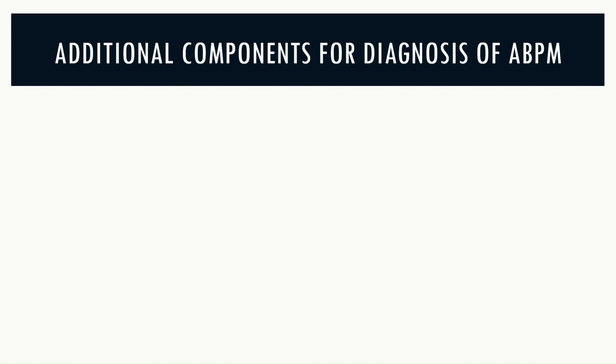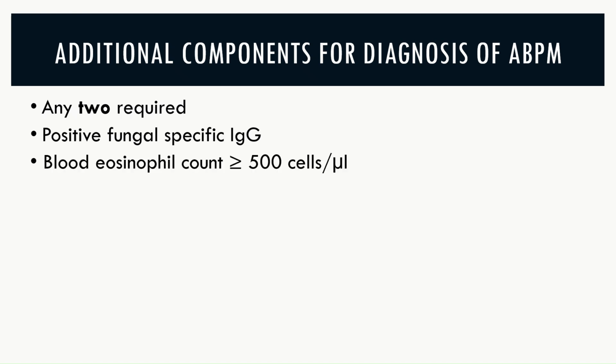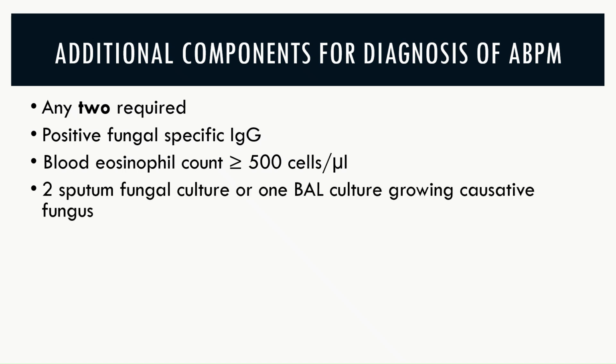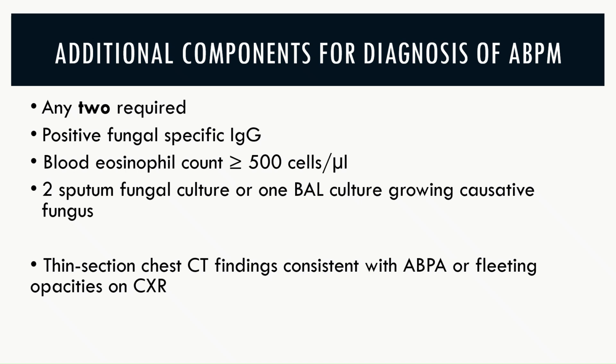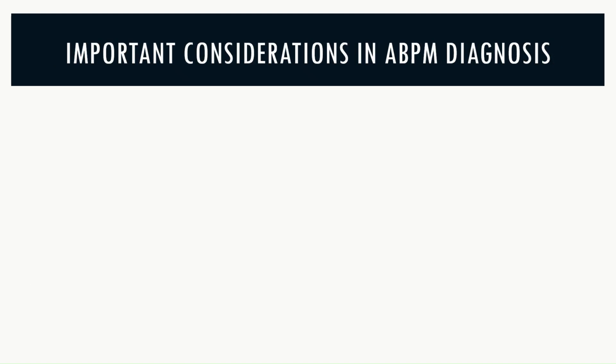In addition to the essential criteria, at least two additional findings are required. This includes fungus-specific IgG antibodies, blood eosinophilia of at least 500, and microbiological evidence such as 2 sputum cultures or 1 bronchoalveolar lavage culture demonstrating the causative fungus. Radiological findings similar to ABPA, including bronchiectasis, mucus plugging, high attenuation mucus, or fleeting opacities on chest X-ray, also support the diagnosis.